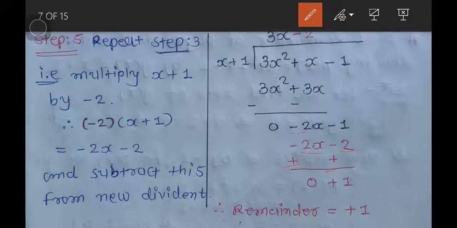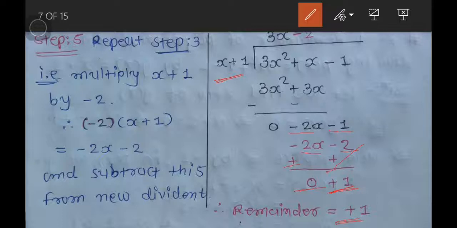Here minus 2x, and we subtract plus 2x, then it is equal to 0, and here minus 1 and plus 2, that is plus 1. So you can see that the degree of our remainder is less than the degree of our divisor. So now we stop this process here. Our remainder is plus 1. At last we get the remainder plus 1.